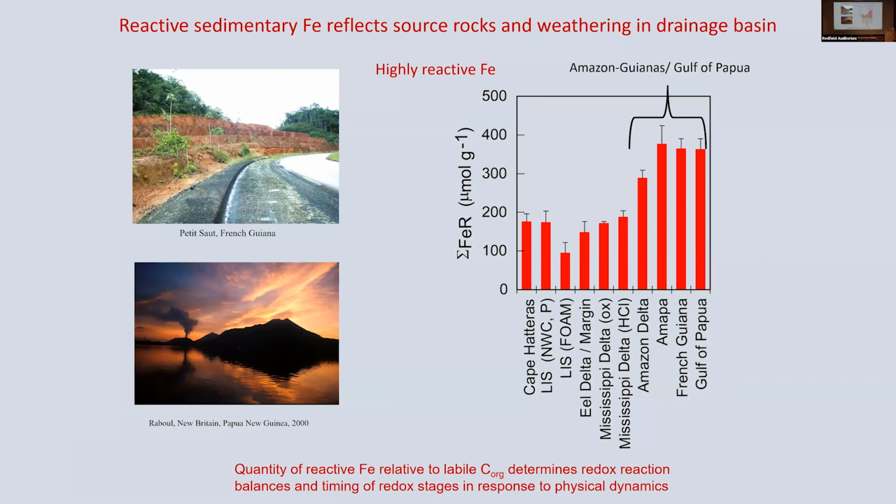So for example, in tropical drainage basins, you tend to get an enrichment of iron oxide on the material. Here's a lateritic regolith in French Guiana, and you also see an enrichment here. The height of these bars is proportional to the amount of reactive iron in the sediment, and tropical systems like the Amazon or the Gulf of Papua in Oceania tend to have enrichments of reactive iron compared to places like the Eel River on the west coast of the U.S. or the Gulf of Mexico. Makes a big difference.